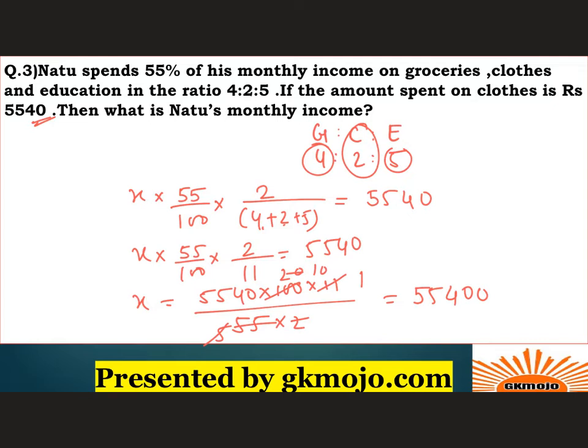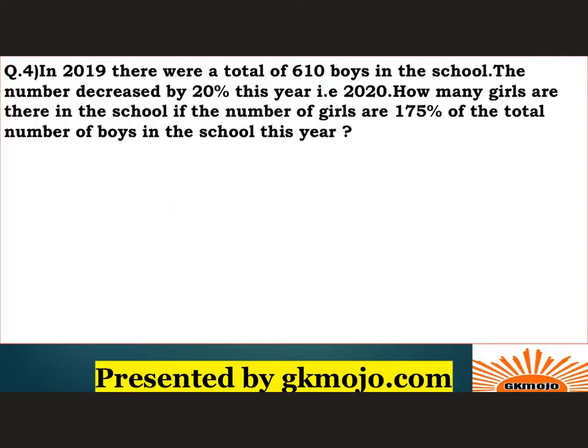Alright, so this was kind of a mixture of ratio and proportion as well as percentages that was utilized in the concept for finding the monthly income of Nattu. So let's have a look at the next question. Seems like a very big question, but this can be done in two steps. I'll show you how. In 2019, there were a total of 610 boys in the school. The number decreased by 20% this year, that is 2020.